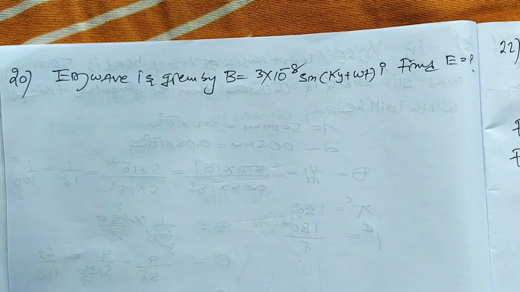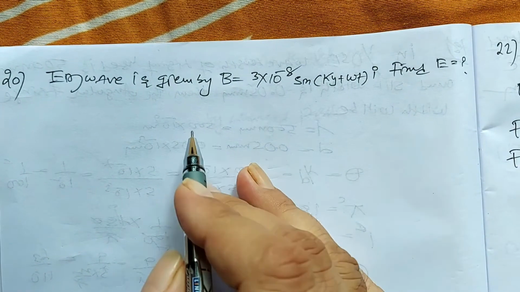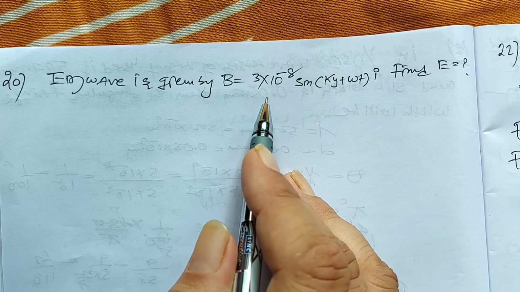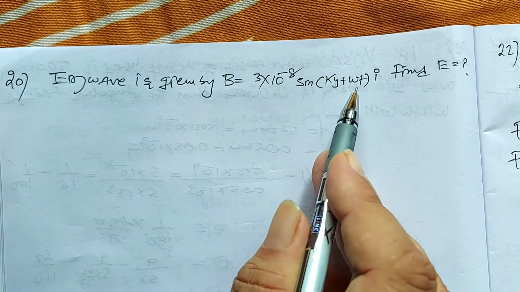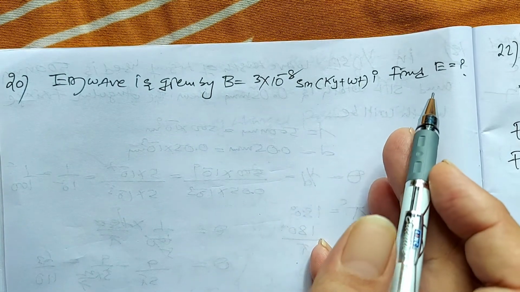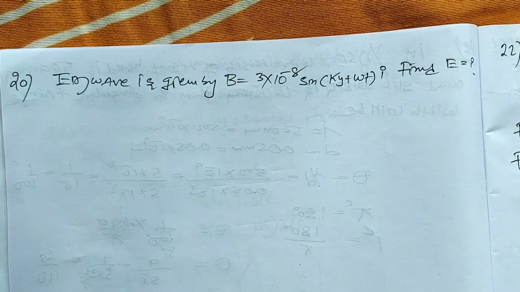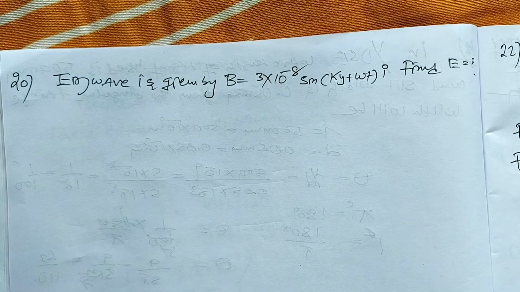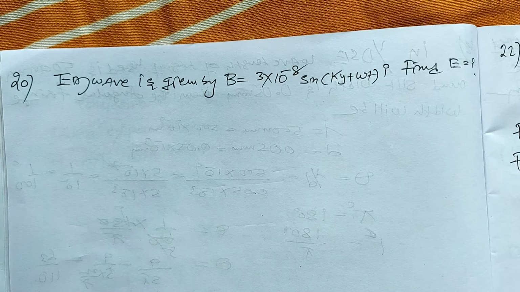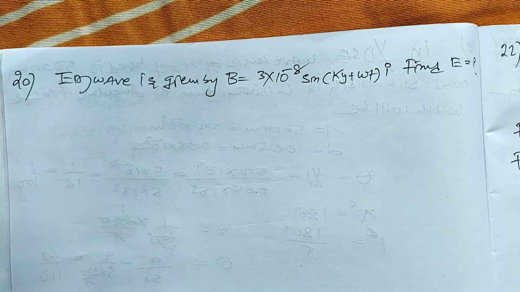So here in this question, an EM wave is given by B bar is equal to 3 into 10 to the power of minus 8 sin(ky plus omega t) into i. Find E bar, the electric wave. We know that an electromagnetic wave is nothing but the combination of an electric wave and a magnetic wave. Both are traveling in perpendicular directions.